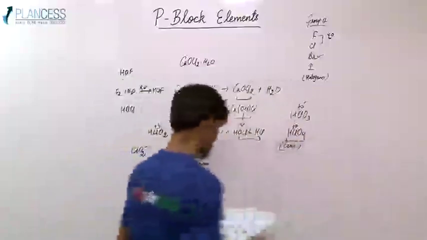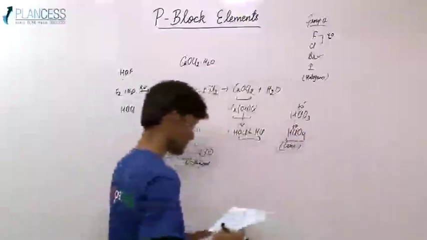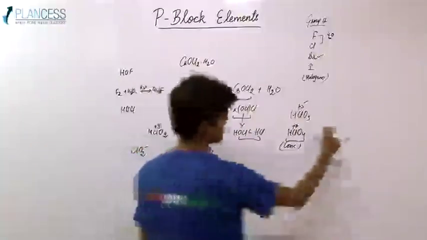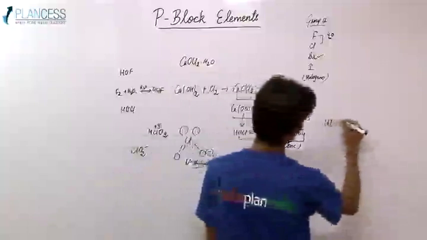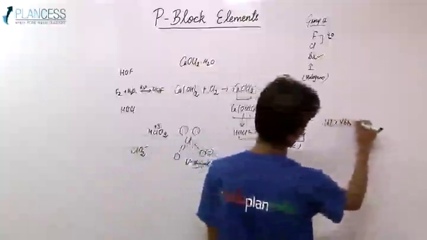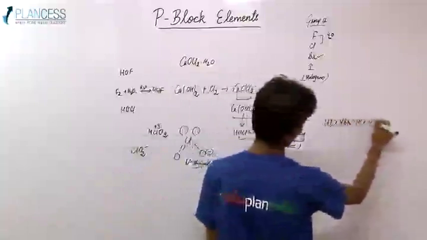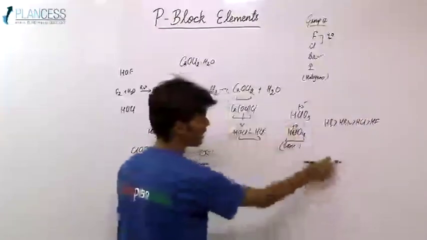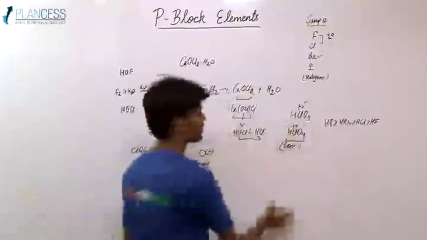So let's talk about some of the order. If you talk about the acid strength of HI, HBr, HCl and HF, then HI is the most acidic in character, then HBr, then HCl and then HF, because you can just look at the corresponding ionization reaction and look at the stability of the anion.